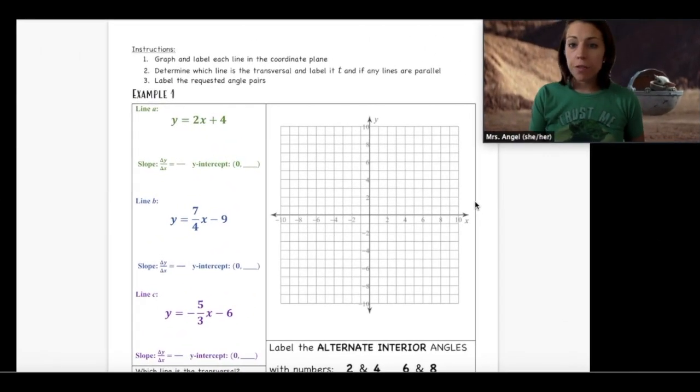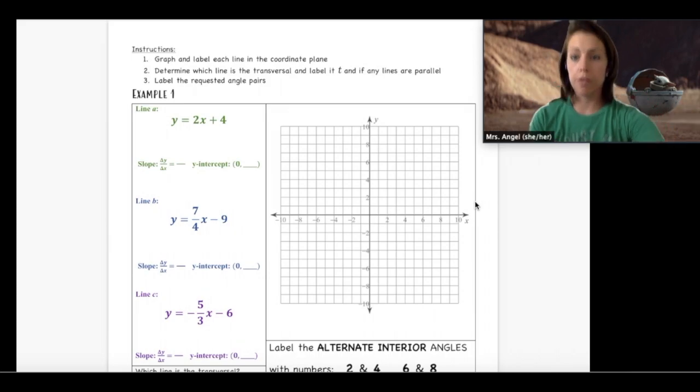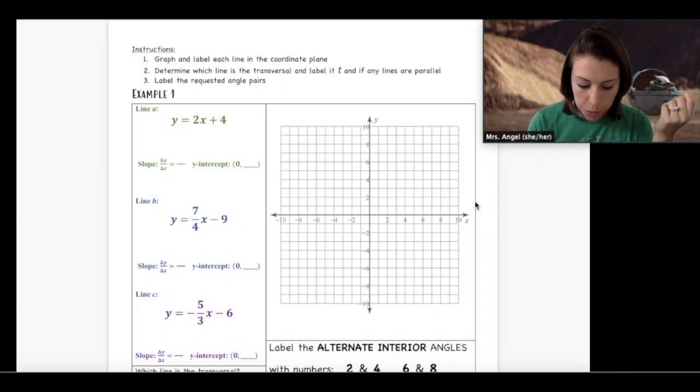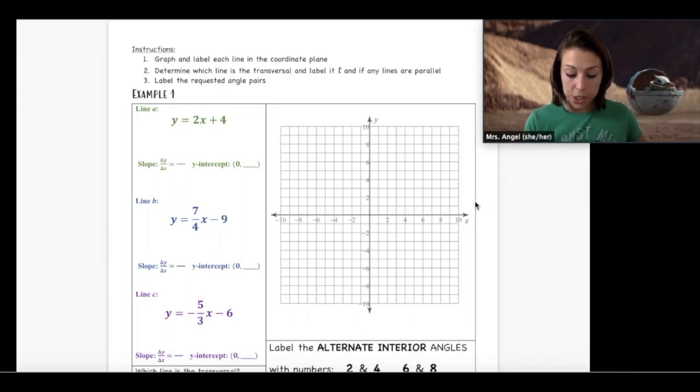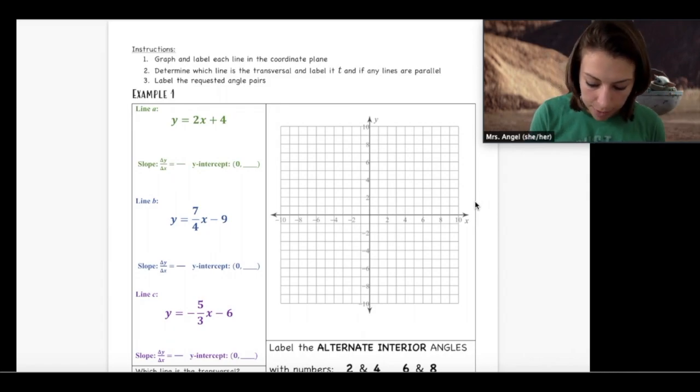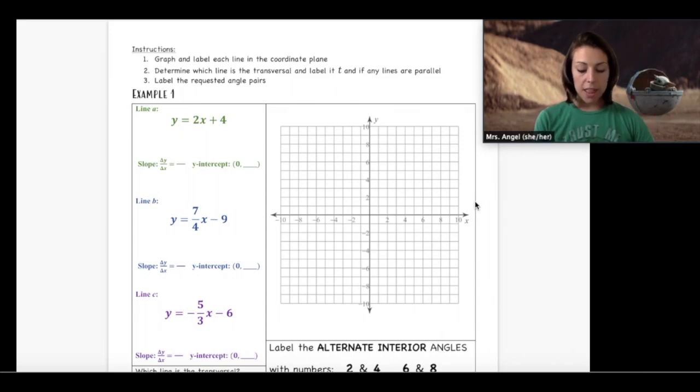So let's look at our first actual working example here for what we're trying to do. The directions: we're graphing and labeling each line. We're determining which line is the transversal. We're labeling it T, and if any lines are parallel, and then we're labeling the requested angle pairs. So let's start with the graph.